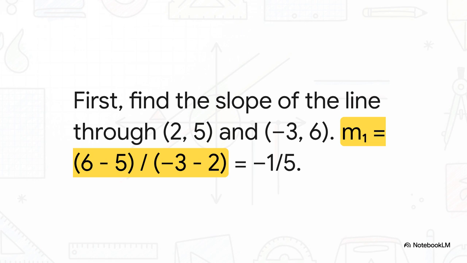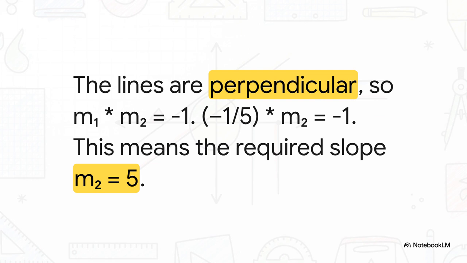Easy peasy. Okay, now, what was that golden rule for perpendicular lines? Do you remember? Yes, the product of their slopes is -1. So, if m1 is -1 by 5, what will the slope of our line be? Let's call it m2. So, -1 by 5 times m2 equals -1. A little bit of simple calculation and m2 has to be 5. Brilliant, we found our slope.